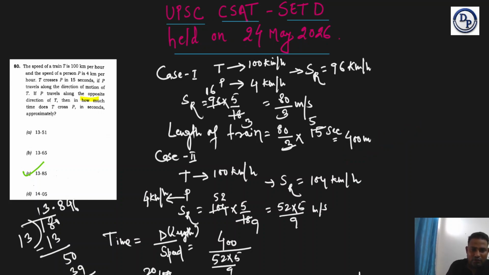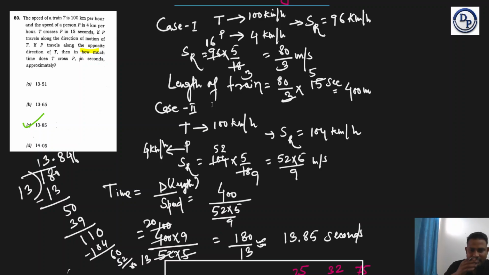In case 2, the train speed is 100 kilometer per hour and the speed of the person is 4 kilometer per hour, but they are now moving in opposite directions. In opposite directions, we have to add the speeds to get the relative speed. Here again, I converted this 104 into meter per second by multiplying it by 5 by 18. So now I got this final speed. Now again, we have to find the time in this case. For time, we know the formula is distance by speed. The distance is the length of the train, which we got as 400, whereas the speed is the one I placed here.